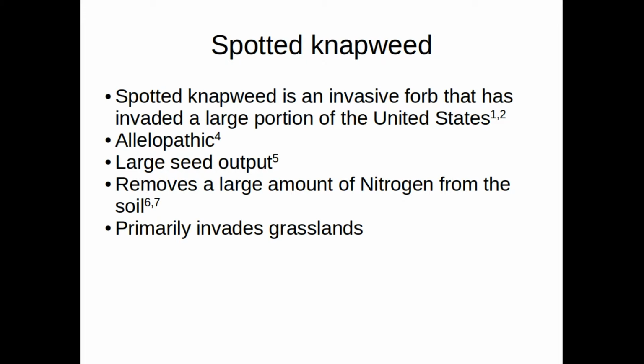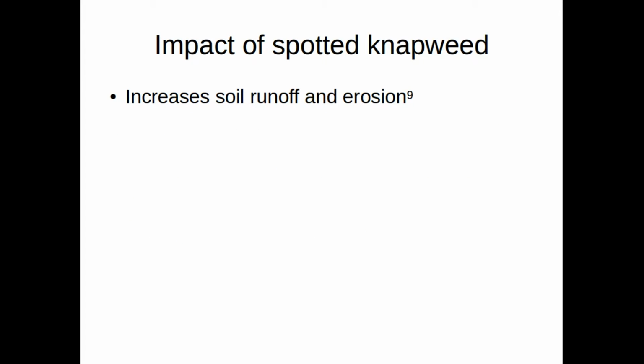The area that is typically invaded by spotted knapweed is grasslands. When spotted knapweed has invaded an area, it can have a variety of impacts. One of these impacts is that it can increase soil erosion and runoff. This is because spotted knapweed has a taproot which does not hold together soil as well as the fibrous root systems of the grasses that are replaced by spotted knapweed.